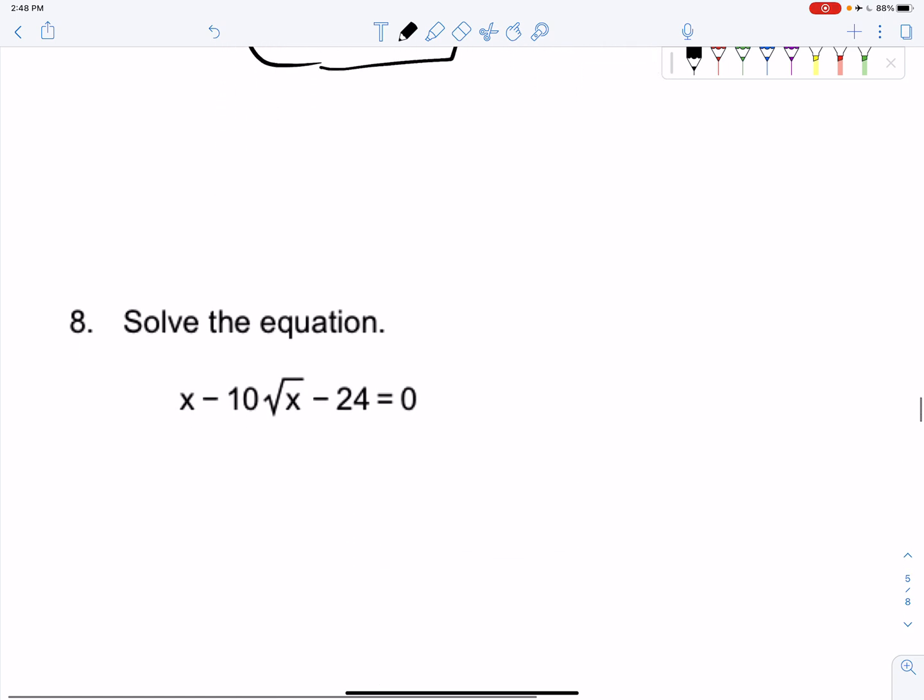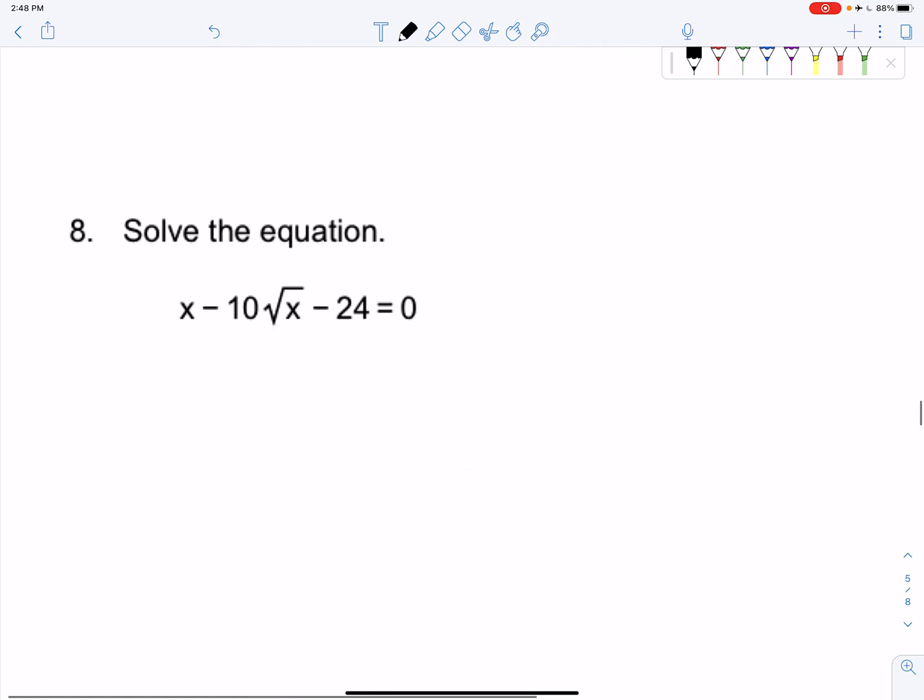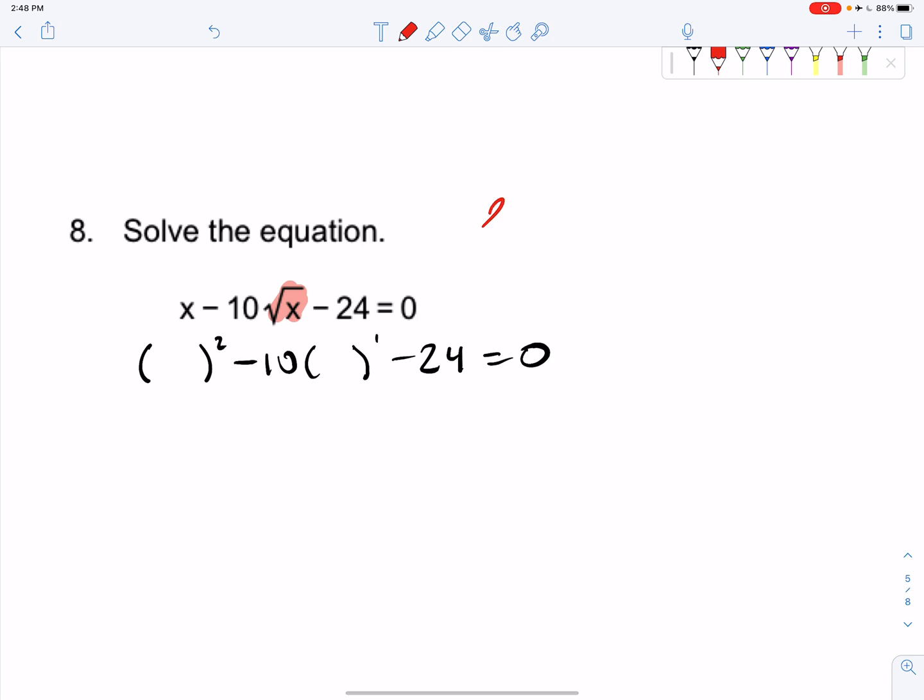All right, number 8. Okay, that definitely is not a quadratic, but can we write this as a square, x minus 10 times the square root of x to the first, minus 24 equals 0? And what's my trick that I keep on talking about? How about if we take a look at that second term there and see if that in fact is my sub. Let u equals the square root of x. Let's write in the square root of x and see if that in fact does work.